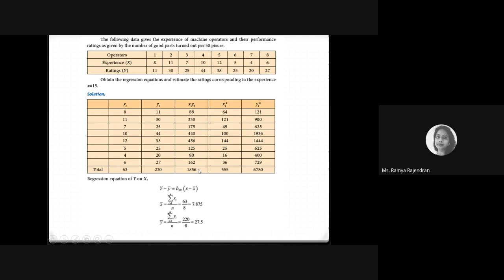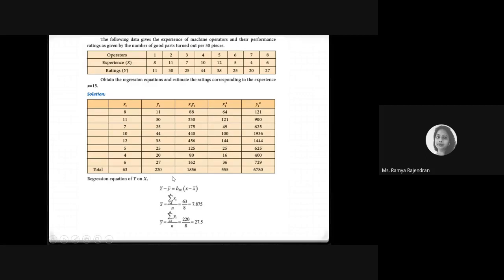The summation of x into y, and then we have the x square values. You just square it: 8 into 8, 64. 11 into 11, 121. So you're computing the x square variable, and then we have y square. We're computing the y square, and then we find the summation for everything here.